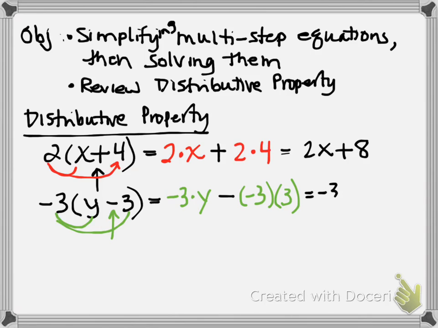-3 times y is -3y. I have a negative times a positive. What sign am I going to get when I have 2 negatives and 1 positive? Positive. I'm going to get a positive. And then 3 times 3 is 9. Okay? So the key thing we have to watch out for are signs. All right?